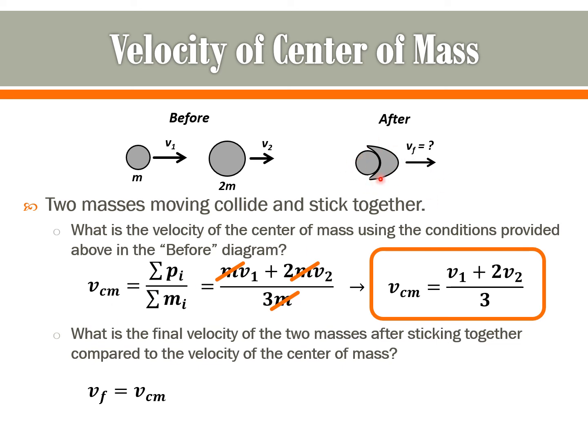But since the two objects are stuck together now, that means they both move with the same velocity, which means the center of mass also moves with the same velocity. So the velocity of the center of mass before is going to be equal to the velocity of the center of mass after, and therefore it's going to be equal to the final velocity there.